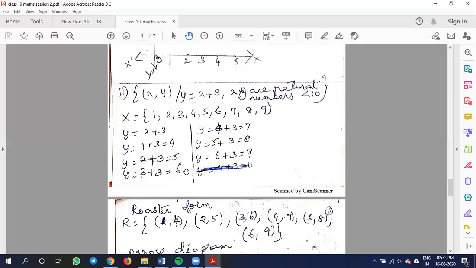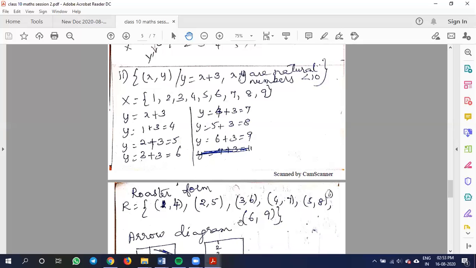When X is 2, 2 comma 5. When X is 3, 3 comma 6. When X is 4, 4 comma 7. When X is 5, 5 comma 8. When X is 6, 6 comma 9. That is the roster form.